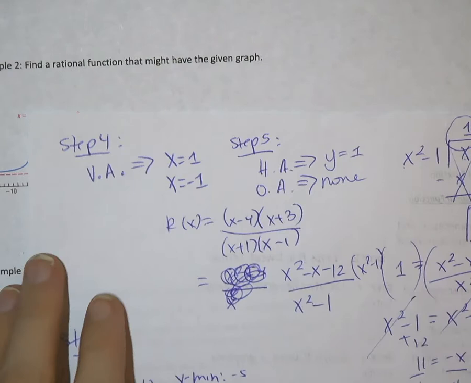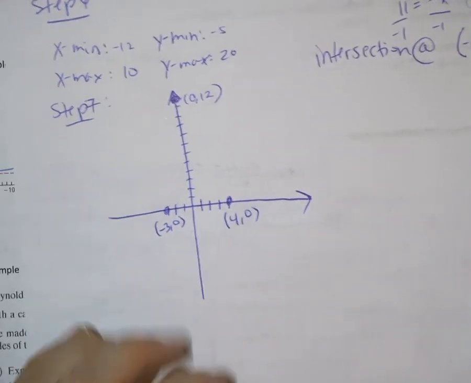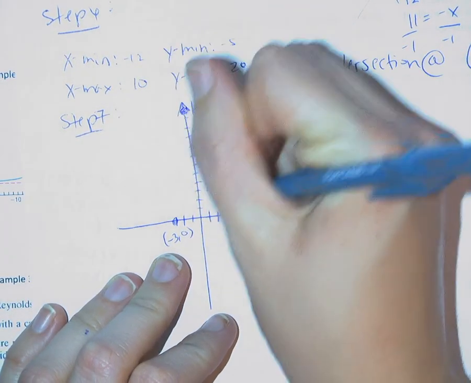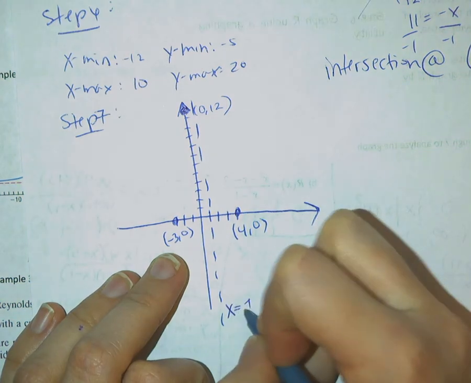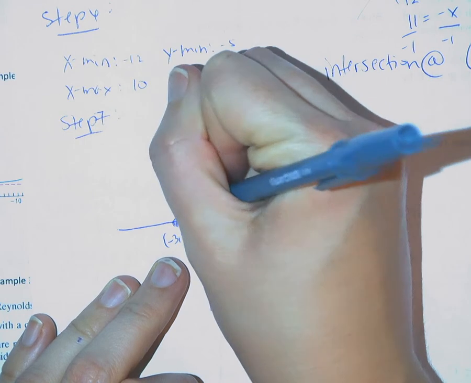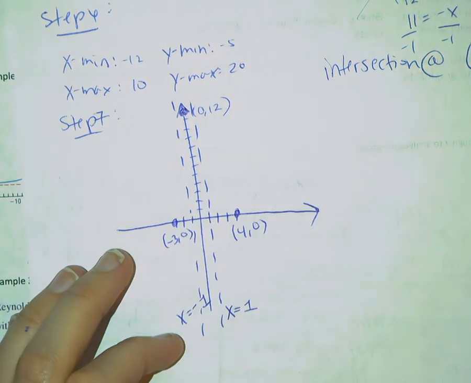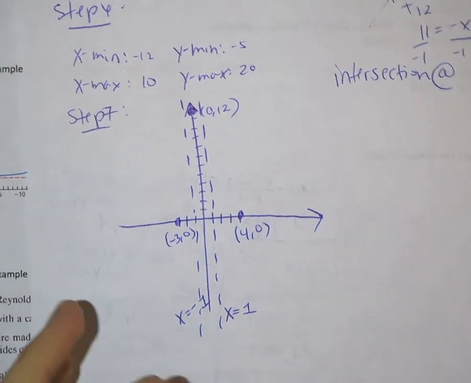Let's look back up here. We see we had a vertical asymptote at x equals 1 and x equals negative 1. Well, let's graph those. So x equals 1. Now the moment we write this dotted line, we should label it x equals 1. Same over here. The moment we draw it, label it x equals negative 1. So those are our vertical asymptotes. And then we move on.